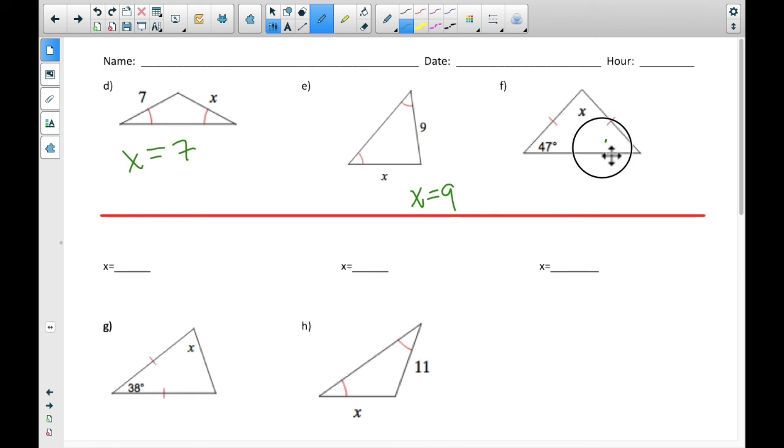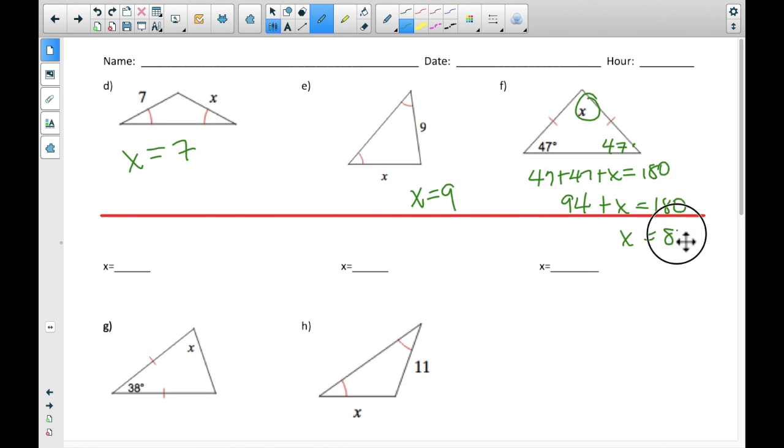Now this is one of the tricky ones. These are pointing down here, that means this is 47. This one we don't know. We have to set up an equation. So we'll do 47 plus 47 plus X is equal to 180. 47 plus 47 is 94. And we're going to subtract that 94. And if I take my calculator and take 180 minus 94, I get 86 degrees. Okay, so X is 86 degrees.